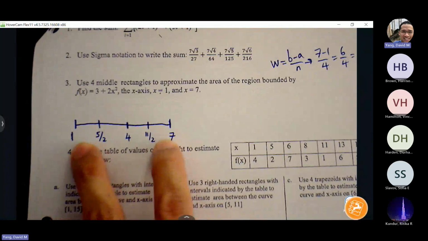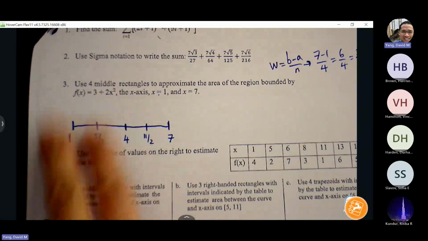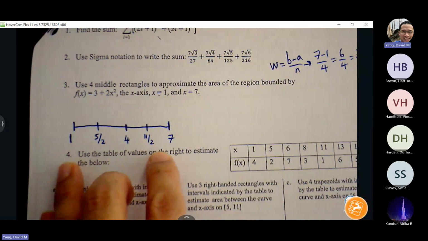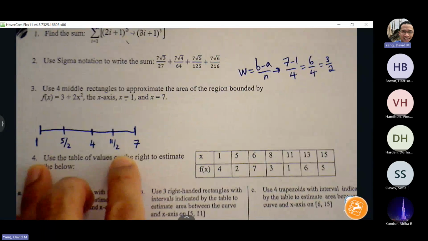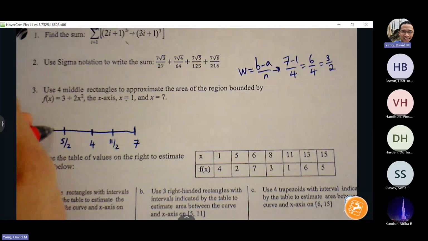Now we could stop here if we wanted, if they're asking for left or right rectangles, right? Because we can just find the left or right endpoint, insert into the function to get the heights. But this one is asking for middle rectangles. So we've got to take the additional step and find the midpoint.